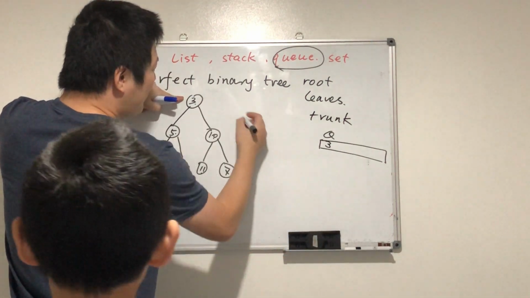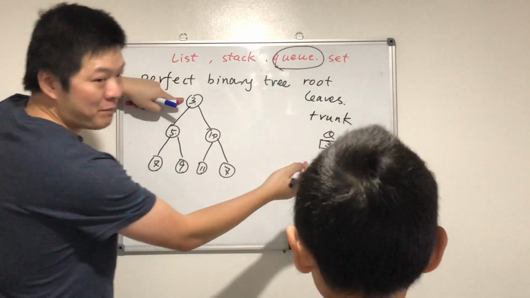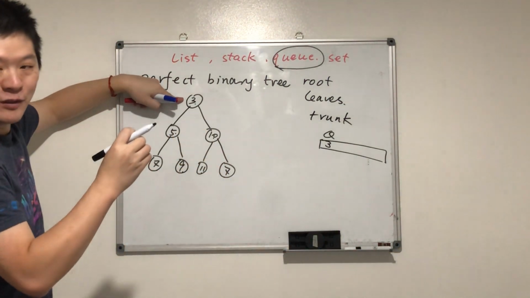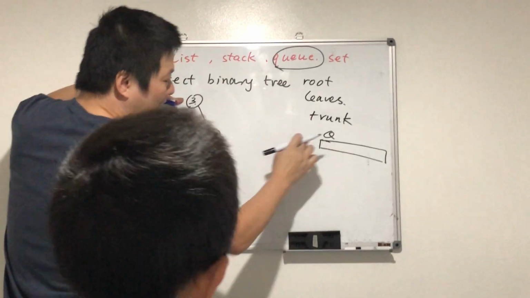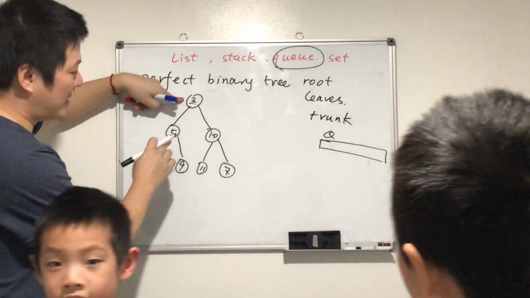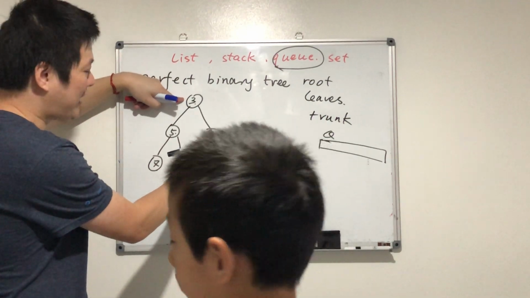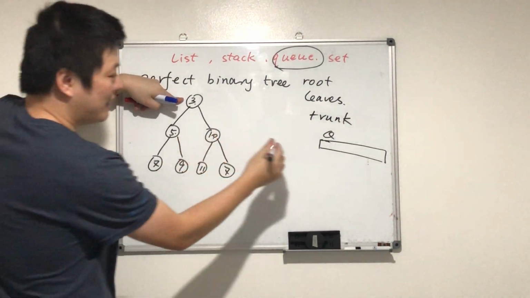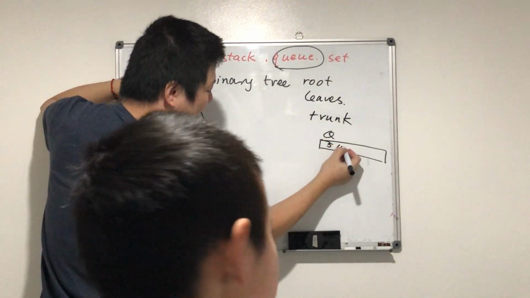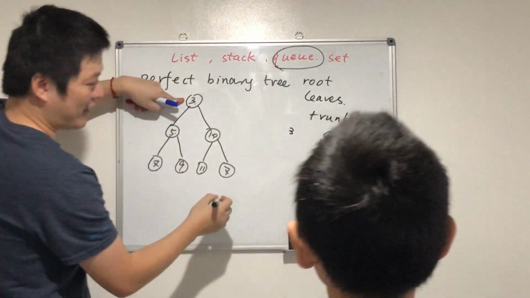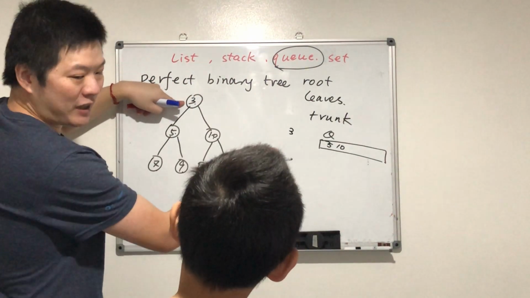Then while the queue is not empty, we take one element from the queue, take it out and push its kids. So its kids are 5 and 10. And I put 5 and 10 here. Okay, so now 3 is out, right?